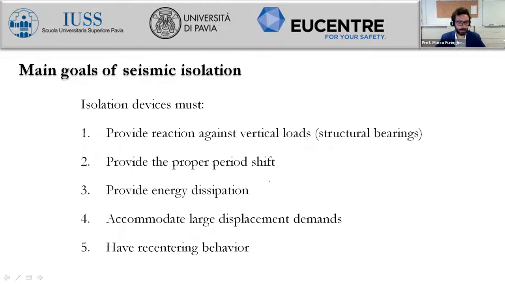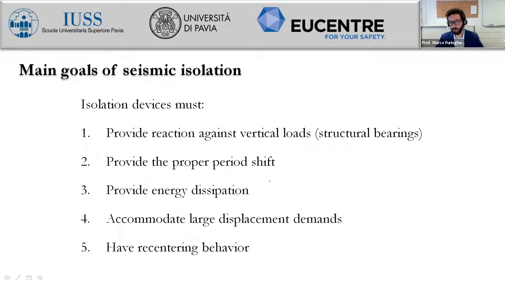Then the second and the third, we have already discussed them, but we will see how to consider them in the computations: provide the proper period shift in order to get lower spectral coordinates, and then provide energy dissipation in order to limit the horizontal displacements.